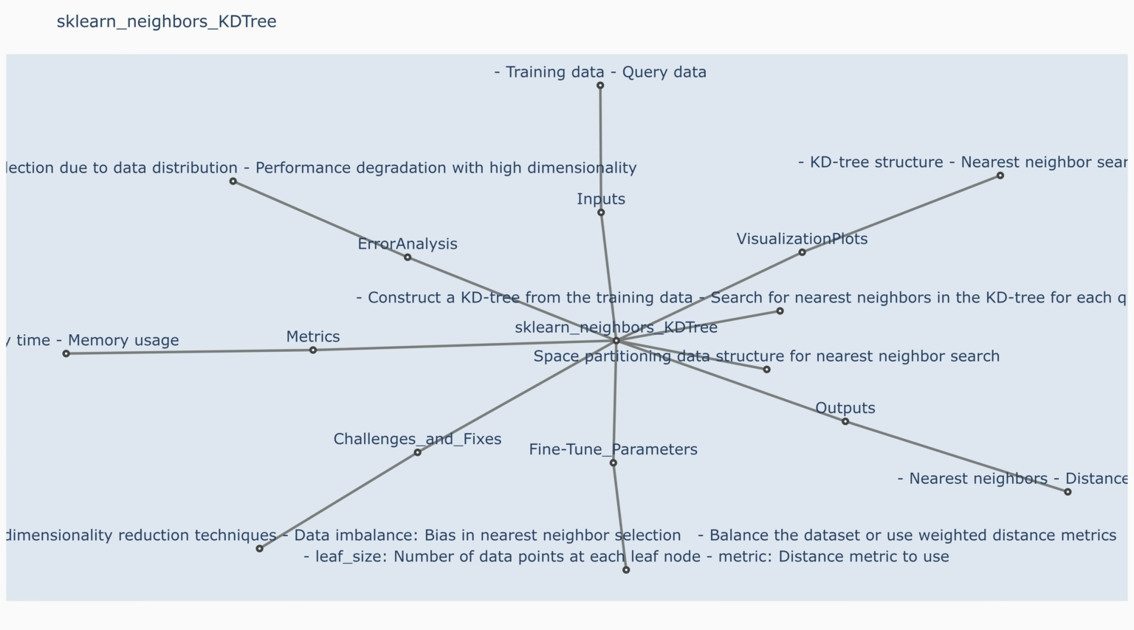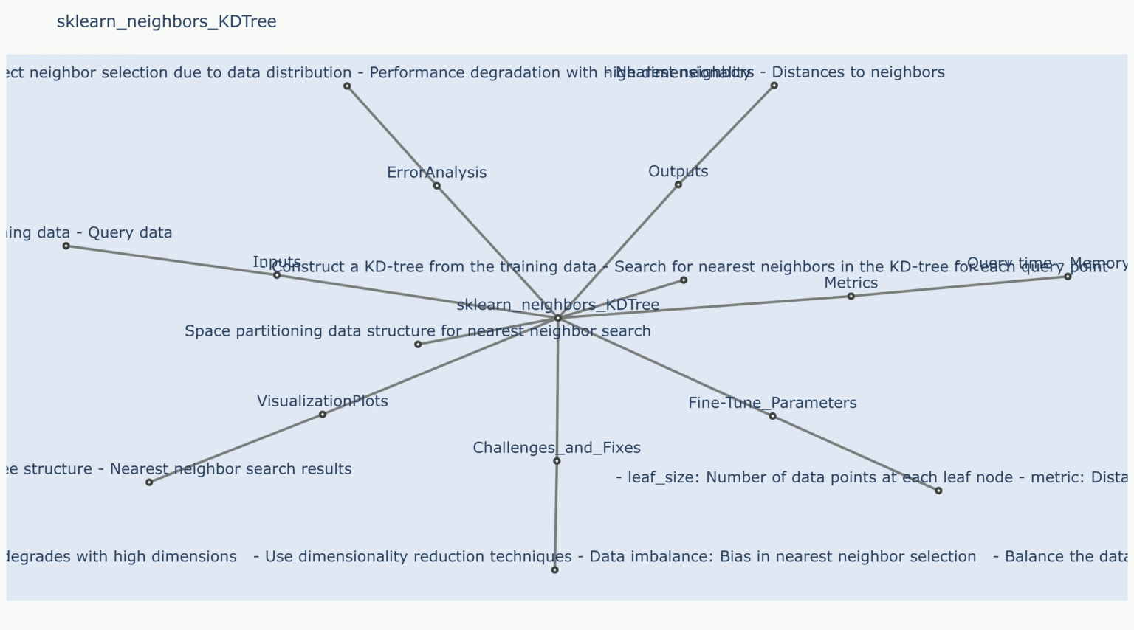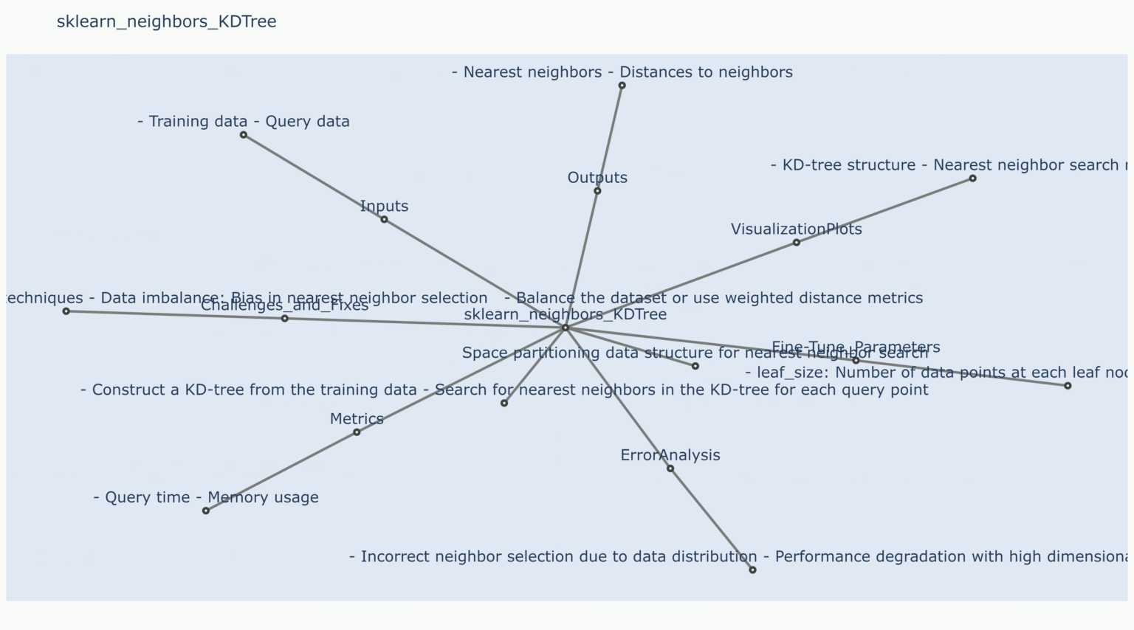sklearn.neighbors.KDTree. Description. A KD-tree is a data structure used for organizing points in a multidimensional space, enabling efficient nearest neighbor search and range queries. It divides the data space into rectangular regions (cells) recursively, splitting along the dimension with the largest variance at each level. Each node in the KD-tree represents a cell, and the data points within that cell are stored at the leaves.